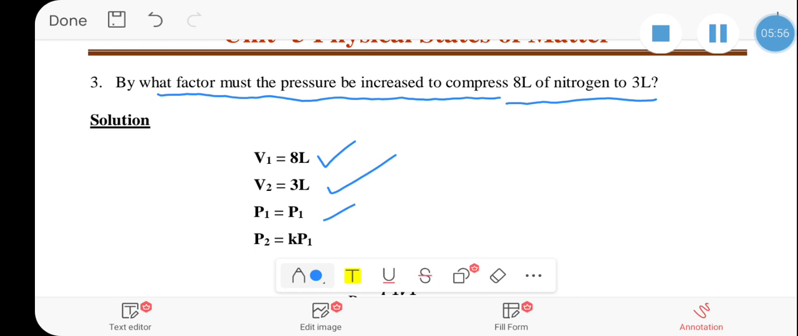P1 is unknown because we have no value. P2 is K times P1. K is constant.